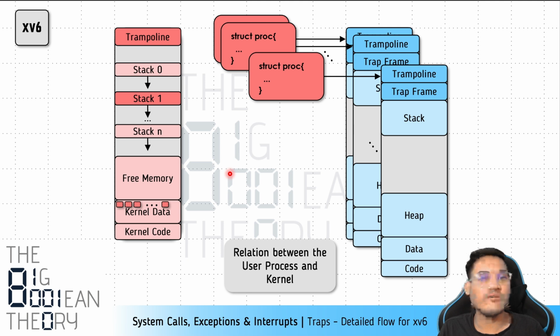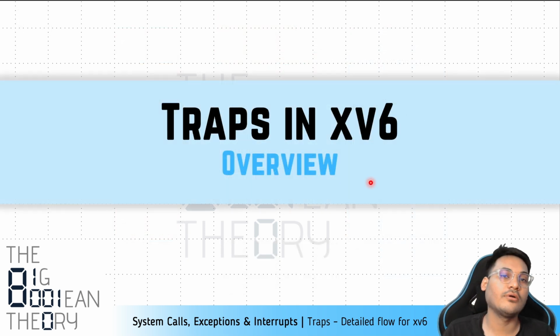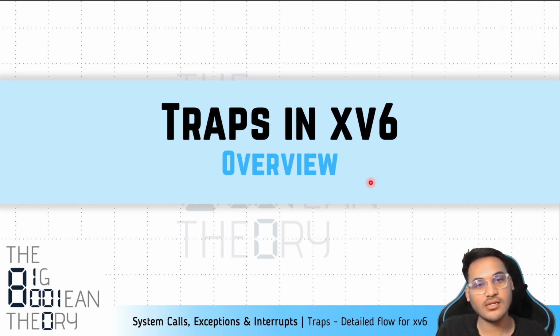So this was a brief description of the kernel, of how it looks and what the relationship is between the kernel and the user process address space. Now that we have talked about both of them, and we have a basic understanding of each, we are in a position to start talking about traps.